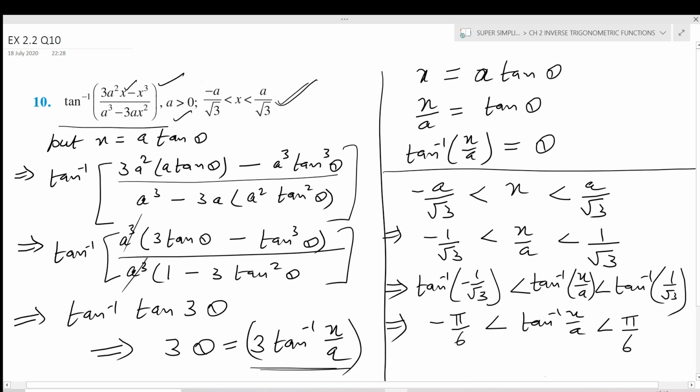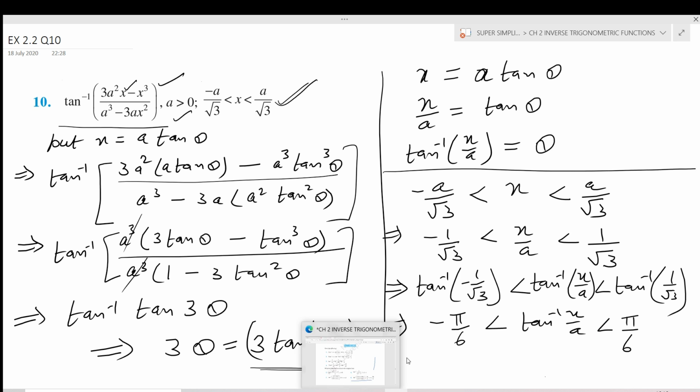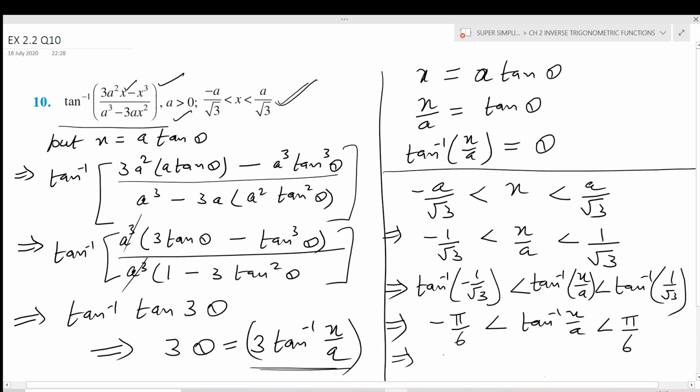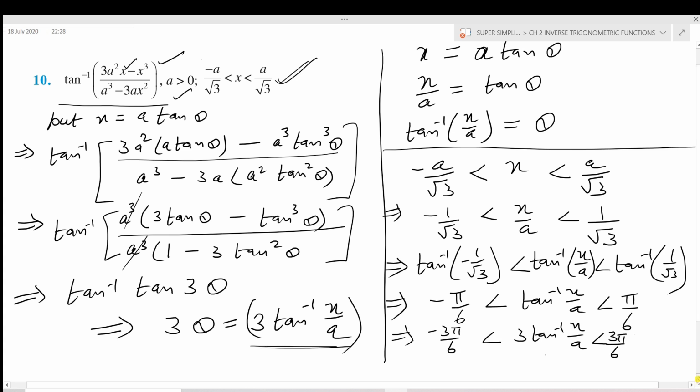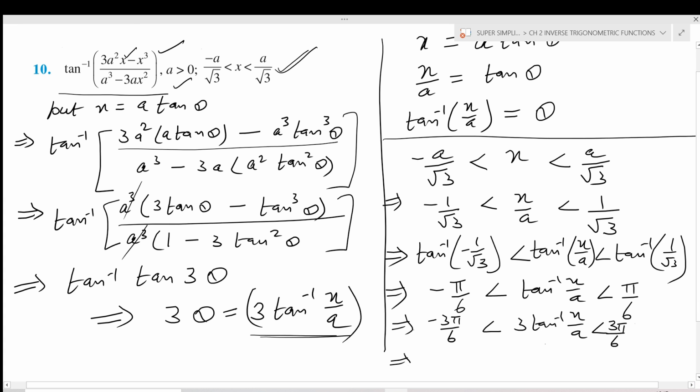Now again multiplying the whole inequality by 3, what do we get? Minus 3 pi by 6, 3 tan inverse x by a, and here also we get 3 pi by 6. Now 3 pi by 6 is nothing but pi by 2, so we get minus pi by 2, 3 tan inverse x by a is greater than minus pi by 2 and less than plus pi by 2.